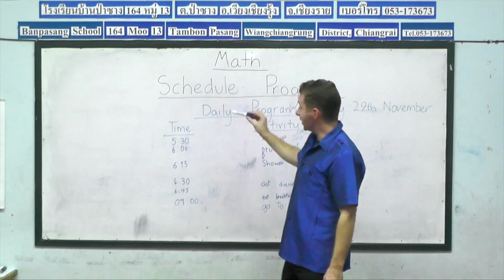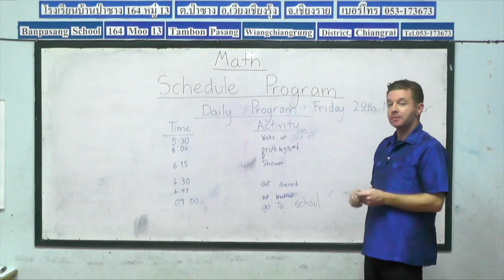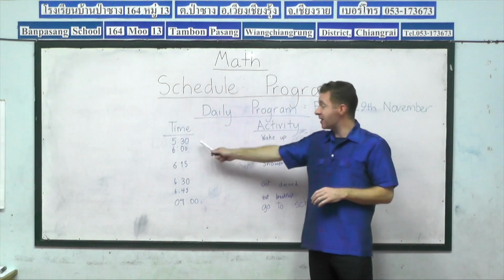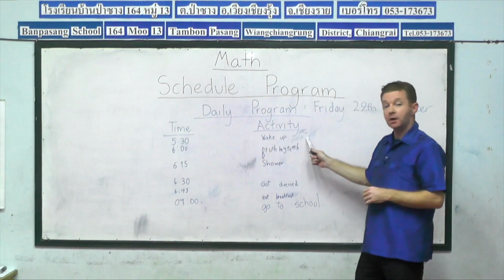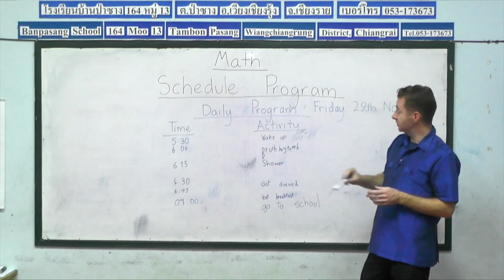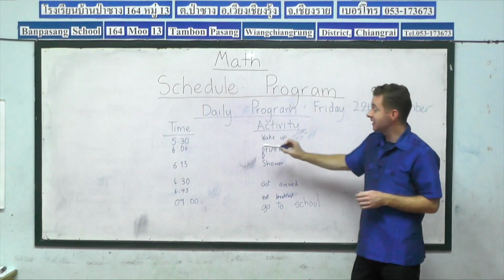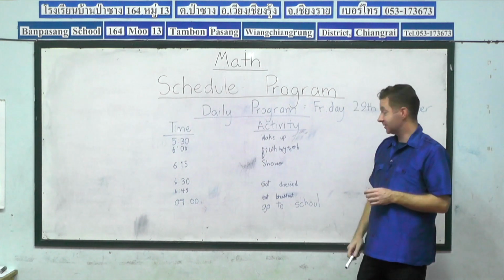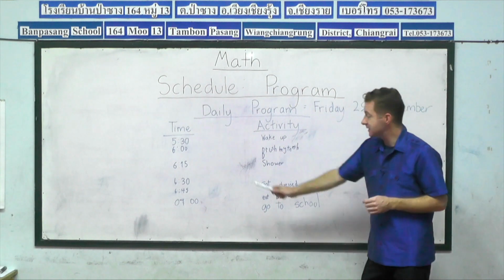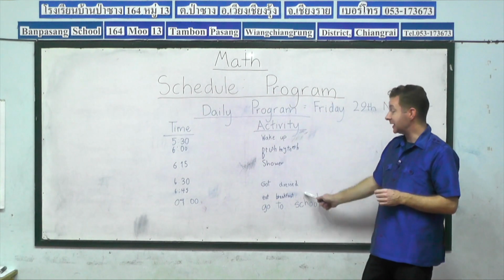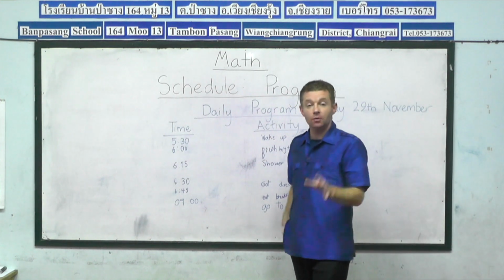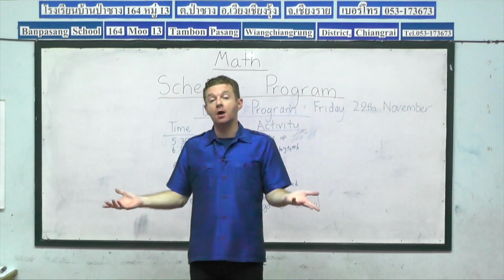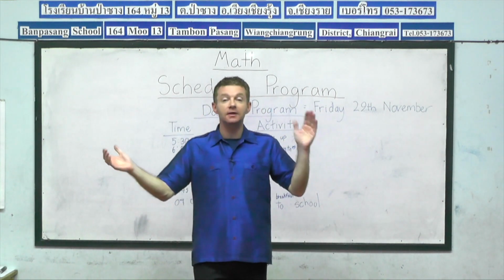So you can see how we can devise our own daily program based on the activities that we've done already today. So we've got 5:30, wake up. 6 o'clock, brush my teeth. 6:15, shower. 6:30, got dressed. 6:45, eat breakfast. And then 7 o'clock, go to school, which is obviously where we are now. But guys, that was brilliant. Very well done.